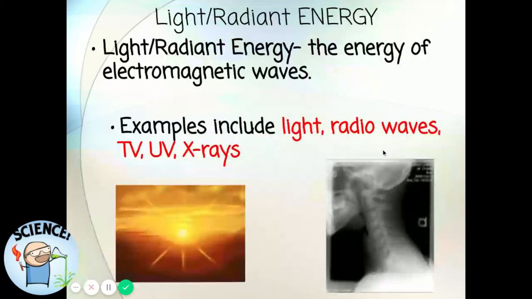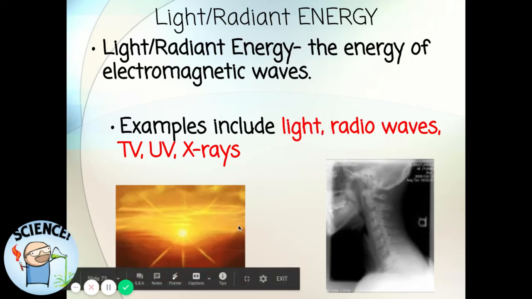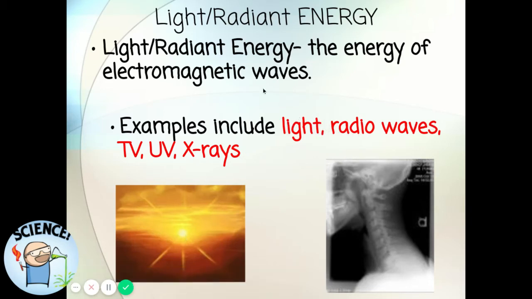The last type of energy we're going to talk about today is called light energy, and sometimes it's called radiant. This is actually one of the topics that we're going to go into great detail in our last unit called waves. But light energy is the energy of electromagnetic waves. So that includes visible light, like from the sun. It includes things like radio waves, TV rays, ultraviolet rays, and X-rays. And we're going to learn more about that next unit.